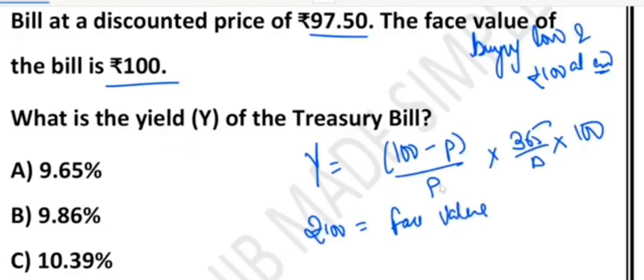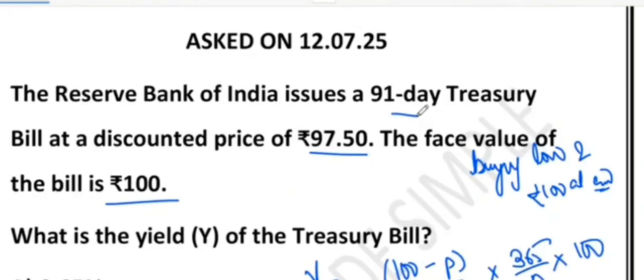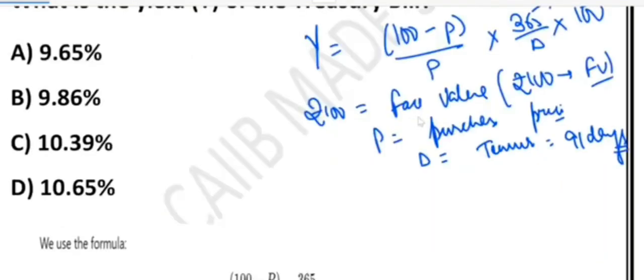Right. So remember, for treasury bill, rupees 100 is the face value always. Now P is the purchase price. Then comes D. What is D? D stands for the tenure of the bond. And in this case, as you can see, the tenure of the bond is 91 days. Okay. So now this is the formula which will be used.